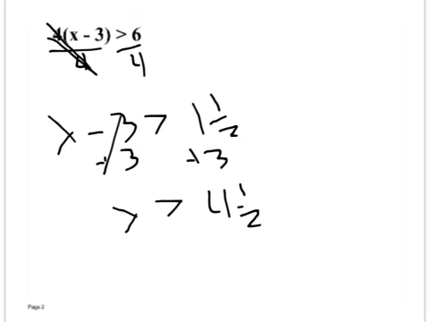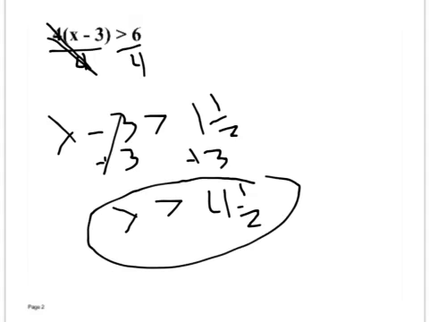If I pick a number greater than 4 1/2, let's say 5: 5 minus 3 is 2. 2 times 4 is 8. Is 8 greater than 6? Yes, so this is correct. Isn't this what I just got doing it the other way? Yes. So, two ways of doing it. You can divide first or you can distribute.